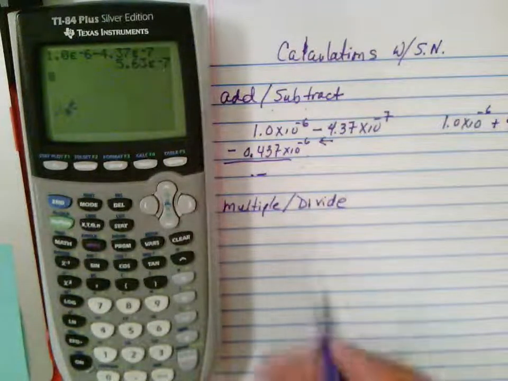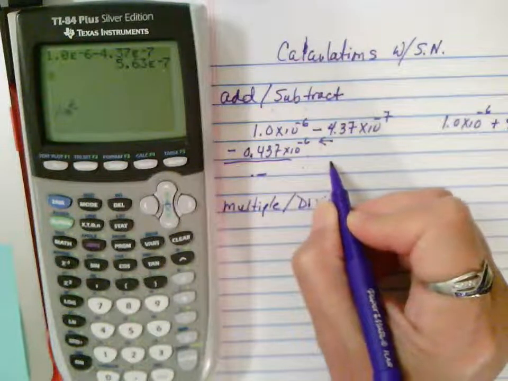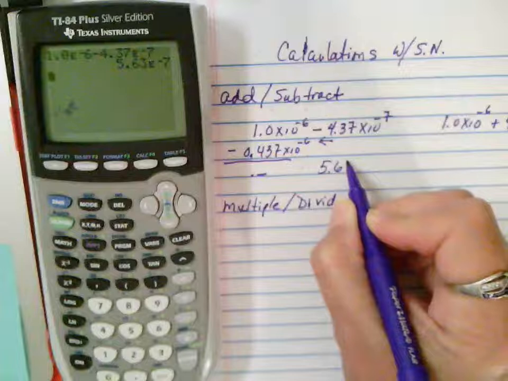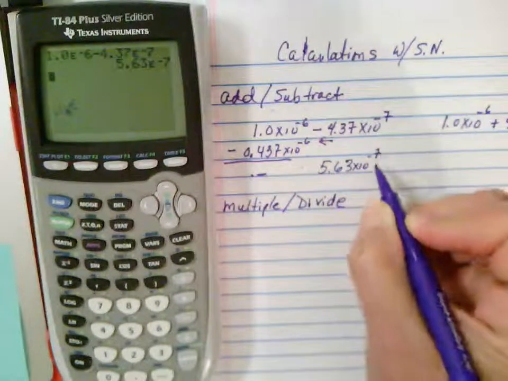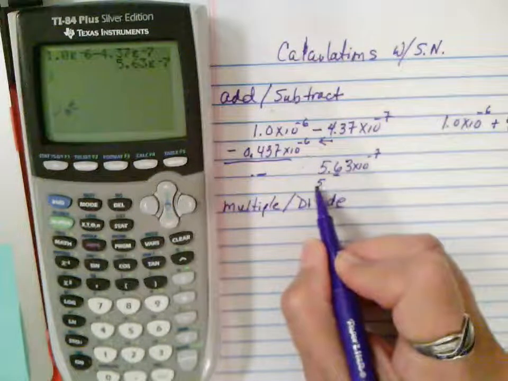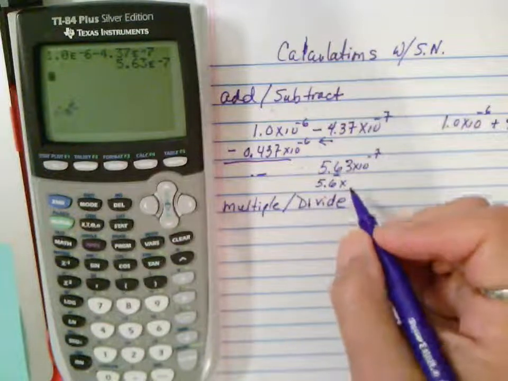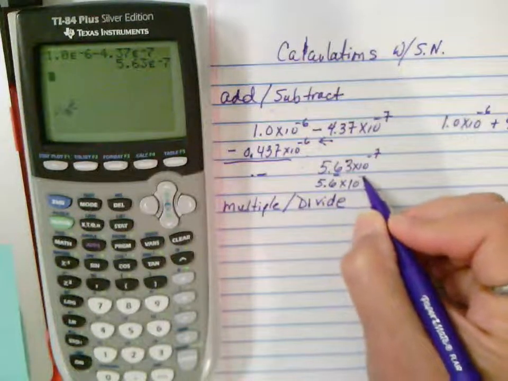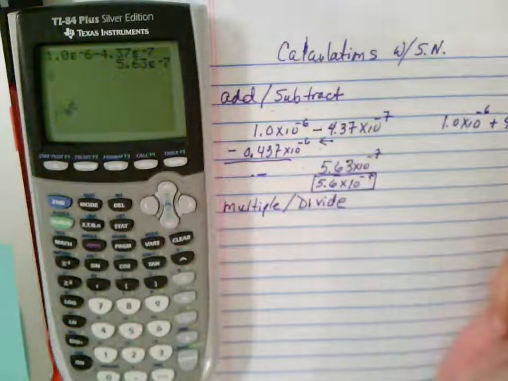So mathematically, I get for this answer 5.63 times 10 to the negative 7th. But I've decided I can only report 1 decimal point, so this is going to be 5.6 times 10 to the negative 7th, and that would be the answer you should report.